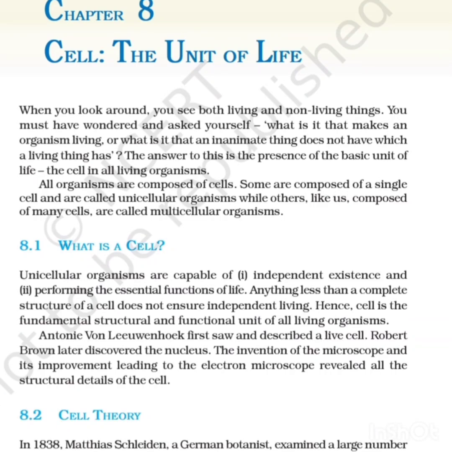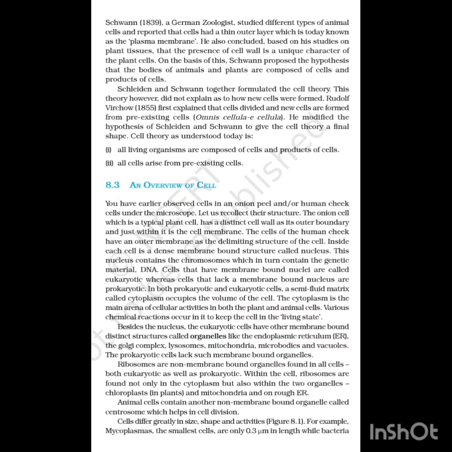At about the same time, Theodor Schwann, in 1839, a German zoologist, studied different types of animal cells and reported that cells had a thin outer layer, which is today known as the plasma membrane. He also concluded, based on his studies of plant tissues, that the presence of a cell wall is a unique character of plant cells. On the basis of this, Schwann proposed the hypothesis that the bodies of plants and animals are composed of cells and products of cells. Schleiden and Schwann together formulated the cell theory.